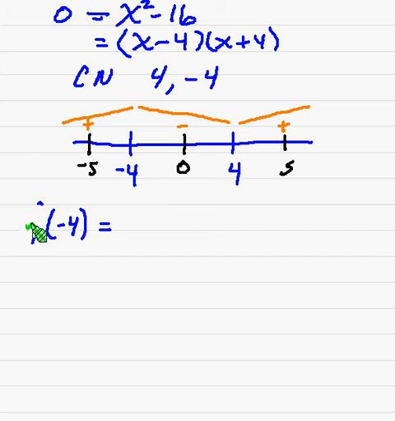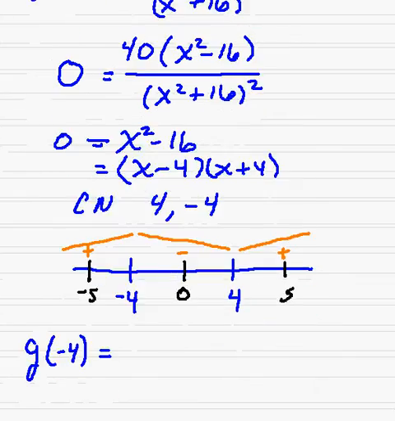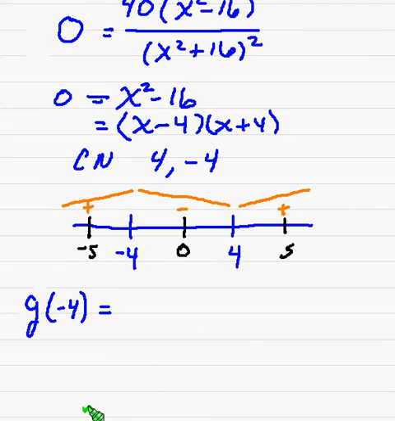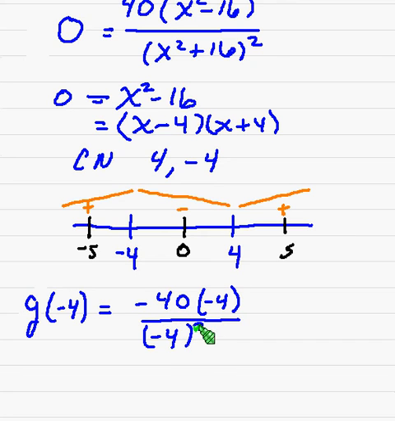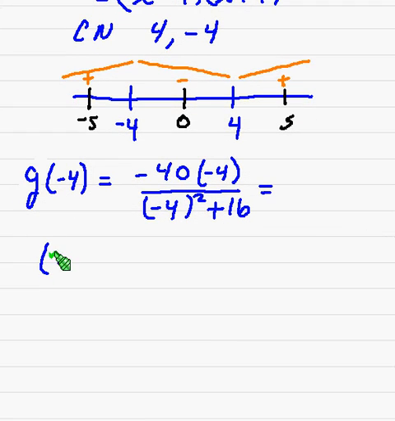So we plug negative 4 into the original, and we end up with negative 40 times negative 4 over negative 4 squared plus 16, and I'm going to let you get that number. And so we say then that g of negative 4, after you evaluate this and plug it in here, is a max. And I'm not going to write the other one out.